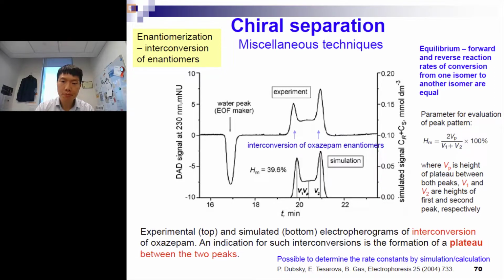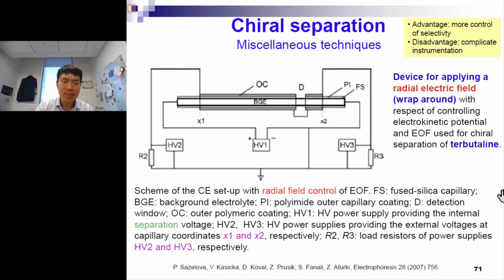Okay, very interesting. Next part, we also introduce to you some miscellaneous techniques here. Normally for CE, it is done by applying voltage on both ends of the capillary. Now here you see some innovations. You can also apply voltage around the surface of the whole capillary to enhance the separation. And this method is based on this radial electric field. Okay.